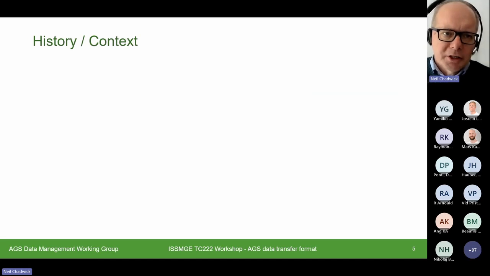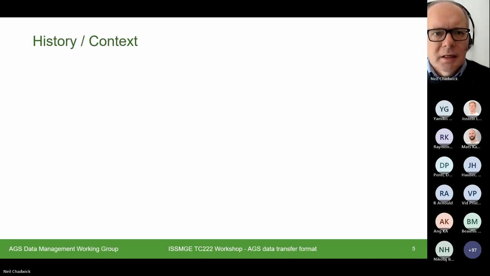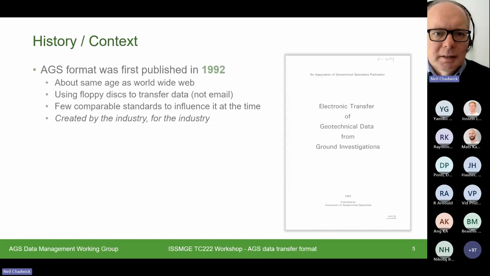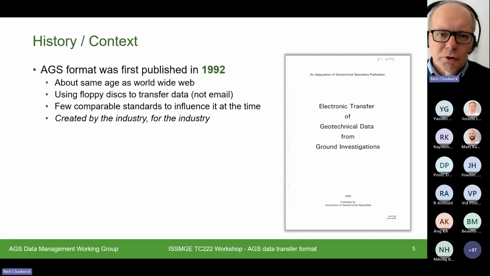But first of all, on the main AGS data formats, I'm going to just talk about a little bit of history and basically give a little bit of background and context. And first of all, the AGS format was first published in, believe it or not, 1992. Now, to put that into context, it's actually about the same age as the World Wide Web. I can vouch for the fact that we were using floppy disks to transfer data around at that time. Email hadn't really arrived yet.